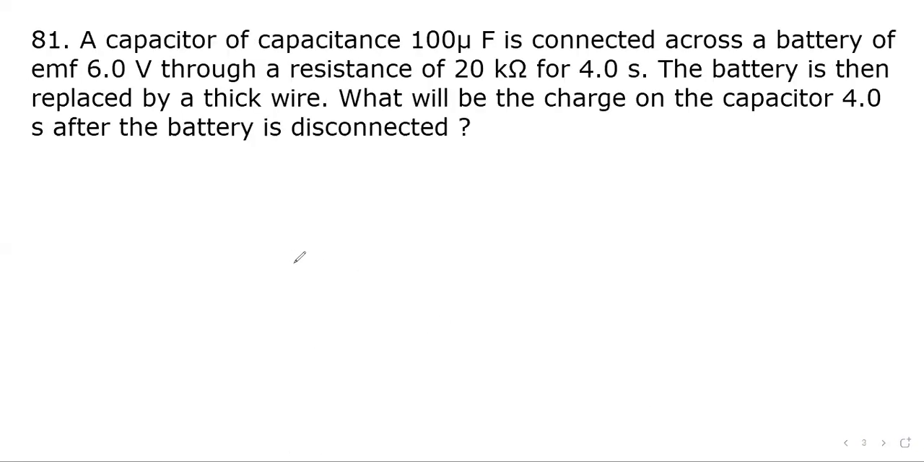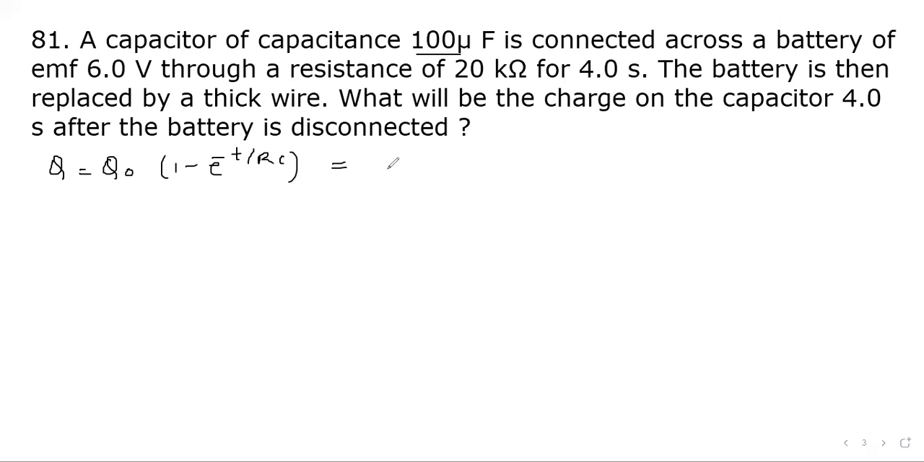Now consider question number 81. Here, a capacitance whose value is 100 microfarad is connected across a battery of 6 volt through a resistance of 20 kilo ohm for 4 seconds. The battery is then replaced by a thick wire. What will be the charge on the capacitor 4 seconds after the battery is disconnected? So first of all, it is being charged for 4 seconds. So Q equal to Q0 into 1 minus e to the power minus t upon RC.